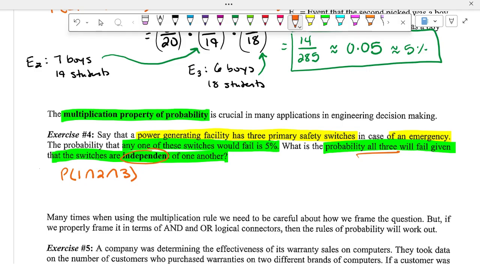Okay. How do I find it? Think about this. Think about your formulas. Which one am I using for ands?